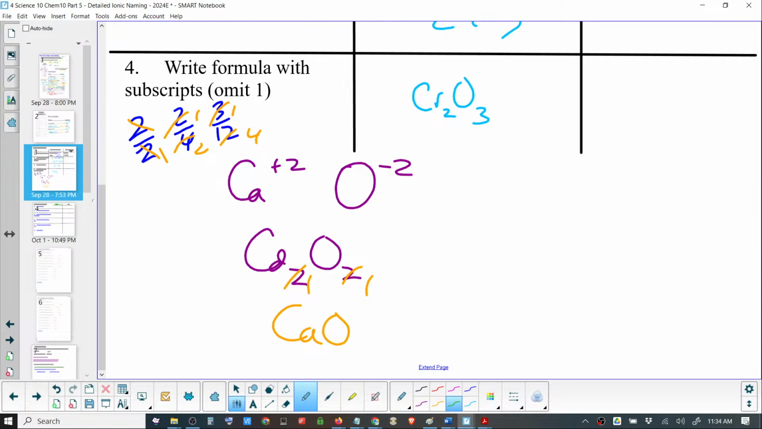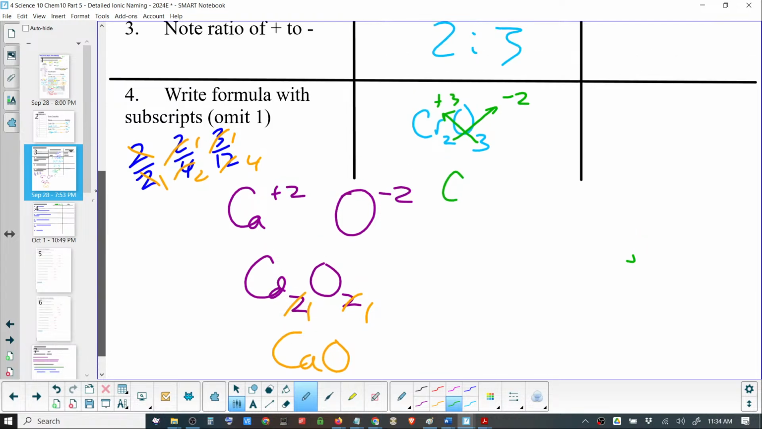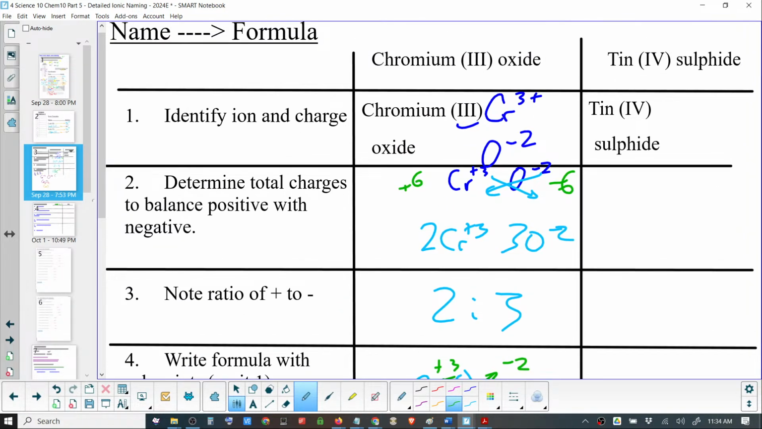If I needed to know the Roman numeral for that chromium, I could uncrisscross it and get plus 3 and minus 2. And I would go, oh, that's chromium 3 oxide, which would match the name. So you can uncrisscross as well.